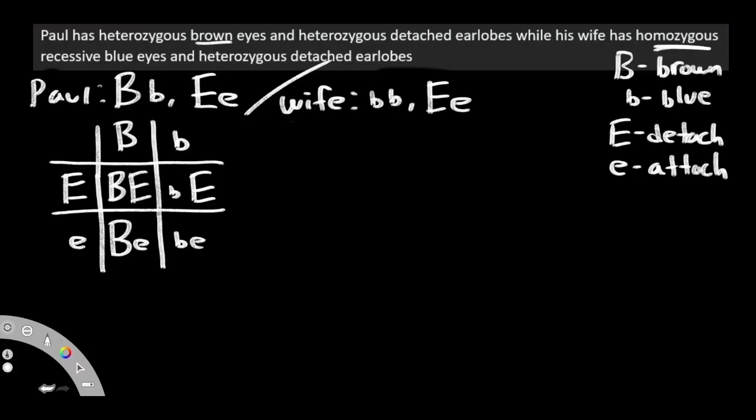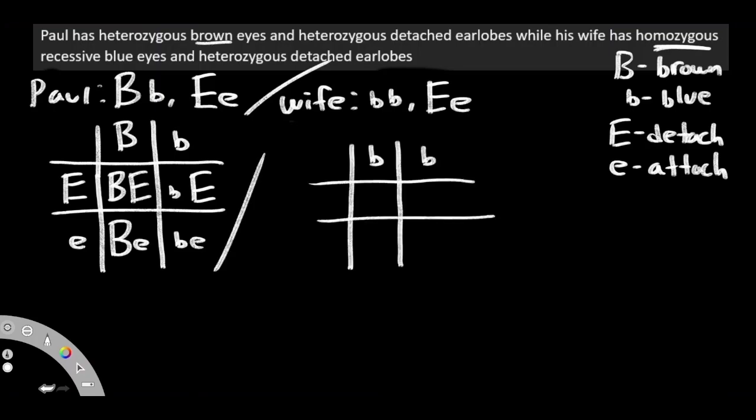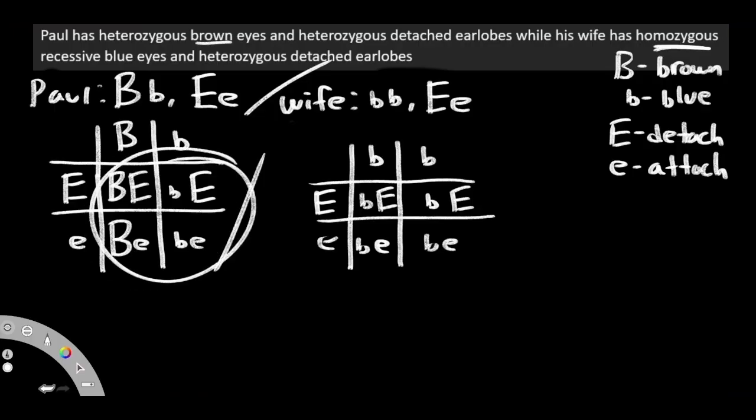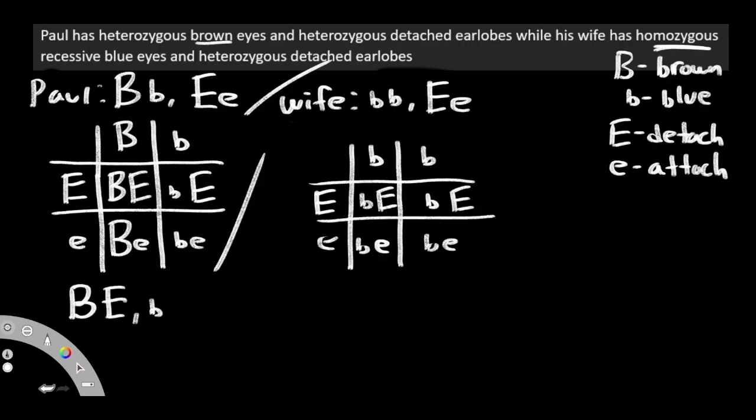How about the wife though? For the wife, we have small b with a big E, small e. So you get small b, big E, small b, big E, small b, small e, small b, small e. So these are all the genotypes for Paul: big B, big E, small b, big E, big B, small e, small b, small e.